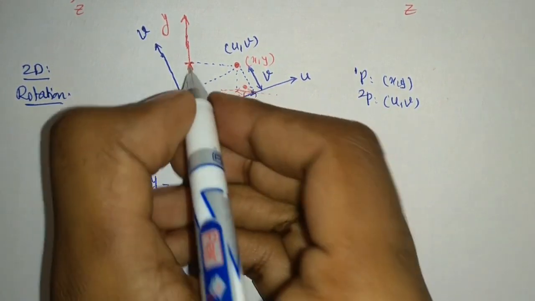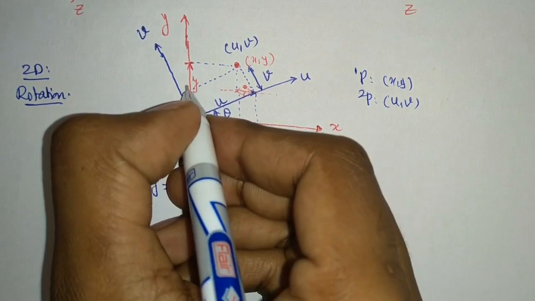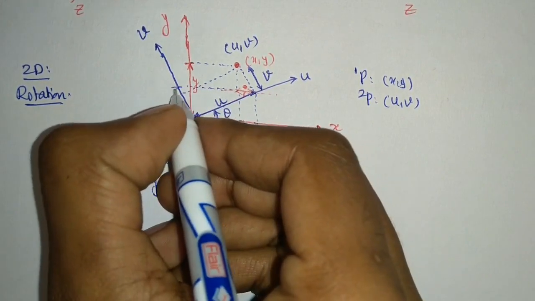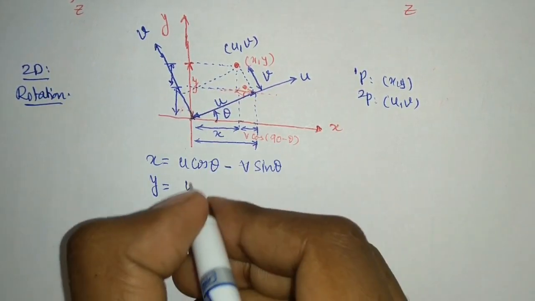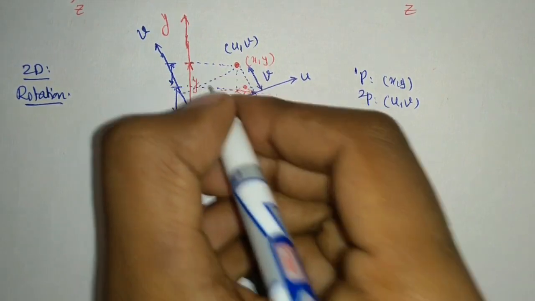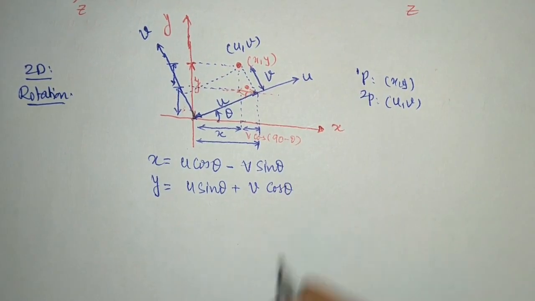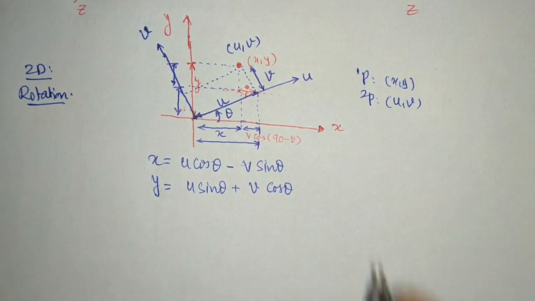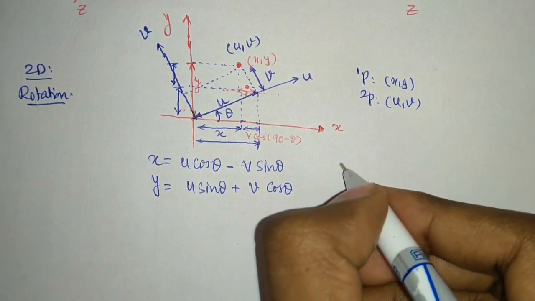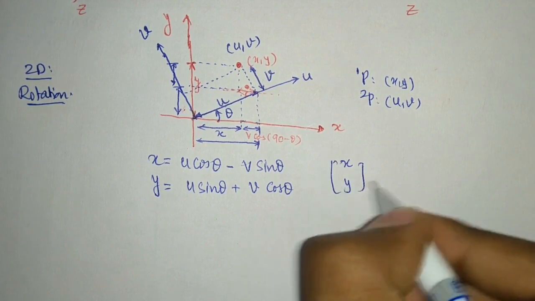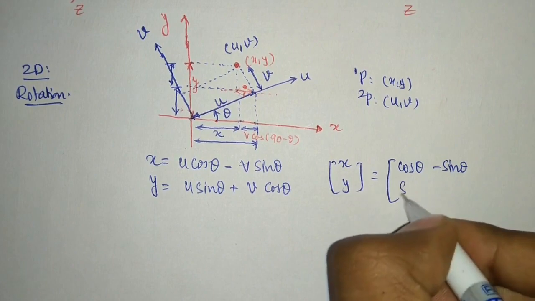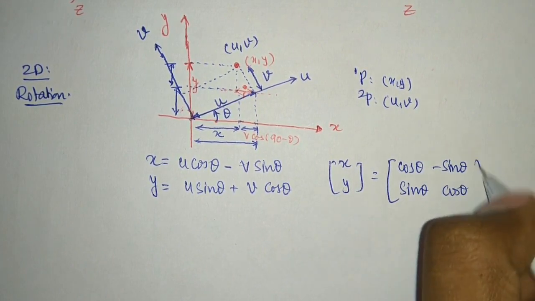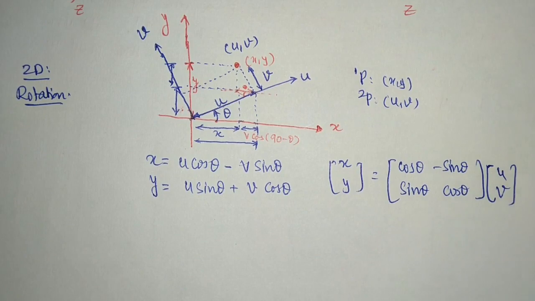Similarly for y, I can say the y is this much length, this plus this. So this much height is u sin theta plus the upper height is v cos theta. Okay, so now I have that x, y and uv relationship. If I want to represent it with the help of a matrix, then I can say that xy is equal to the matrix cos theta, minus sin theta, sin theta, cos theta, into u and v. Okay, that matrix representation I can do.